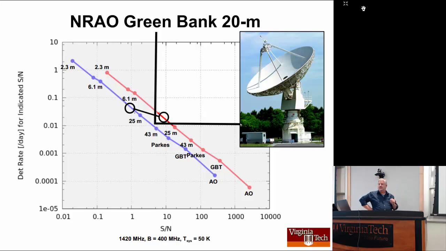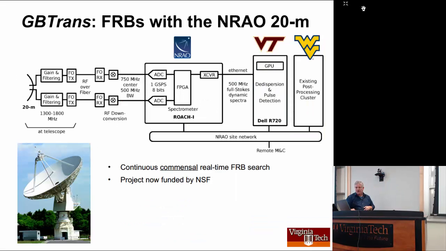This dish exists. This is not the Green Bank telescope, by the way. The Green Bank telescope is a gigantic 100-meter dish, which is utterly unsuited for this. This dish is a tiny little dish that sits off on the side of the Green Bank campus. It's a mere 20 meters wide, but it turns out 20 meters is about the right place to be. It puts you at least in the neighborhood of productive searching. So that's where we've gone.